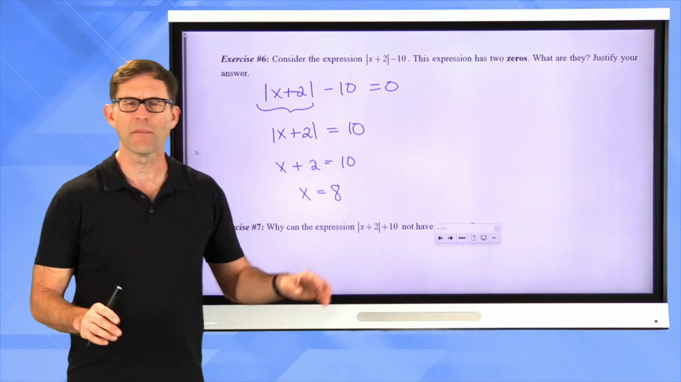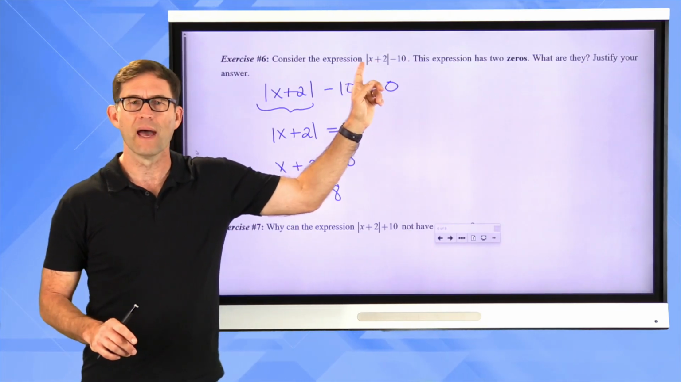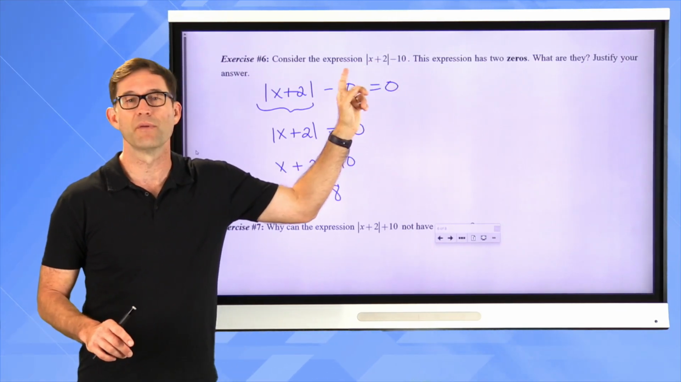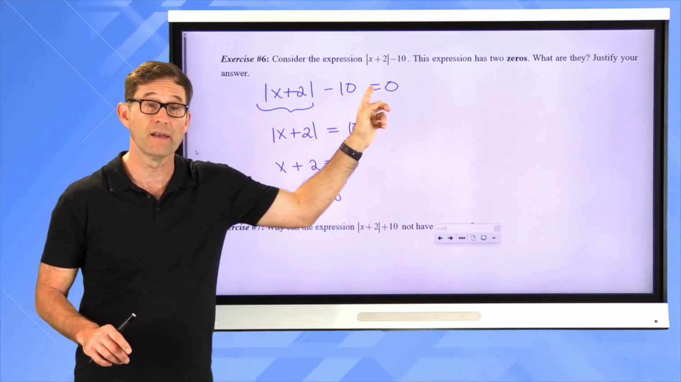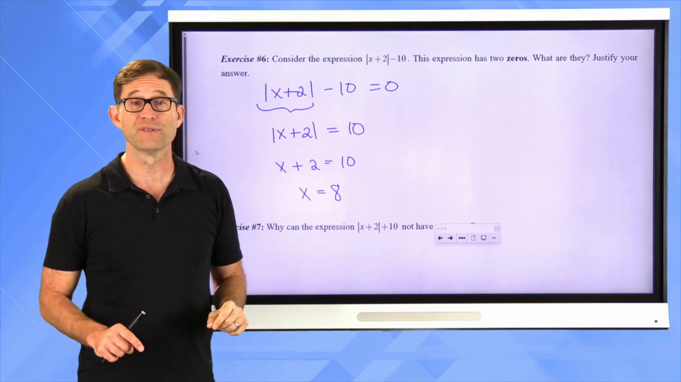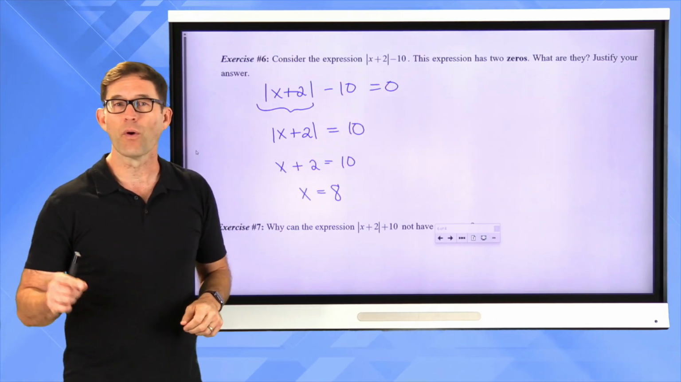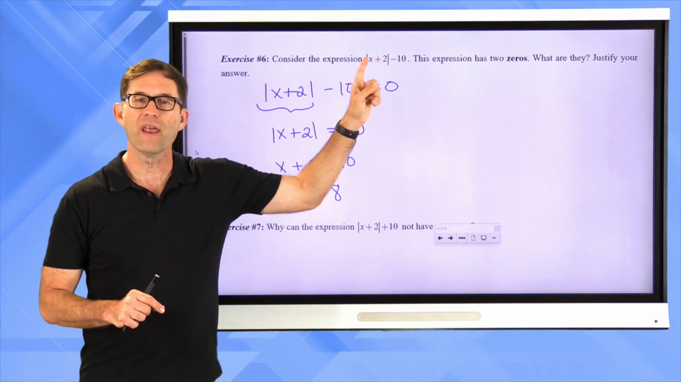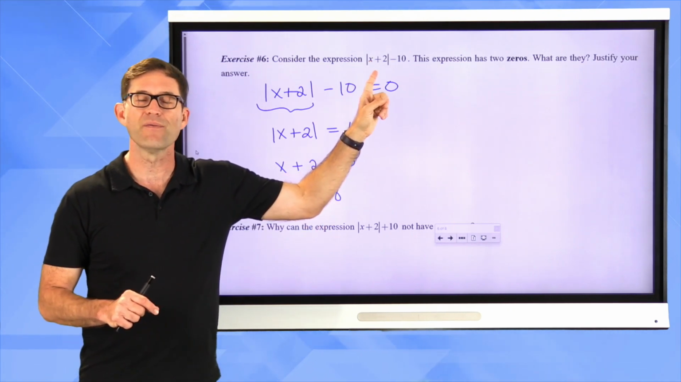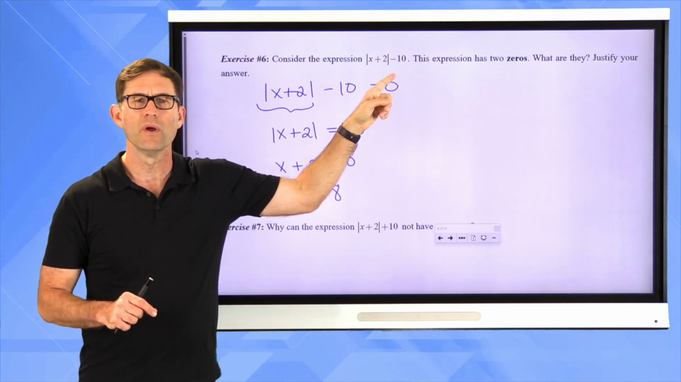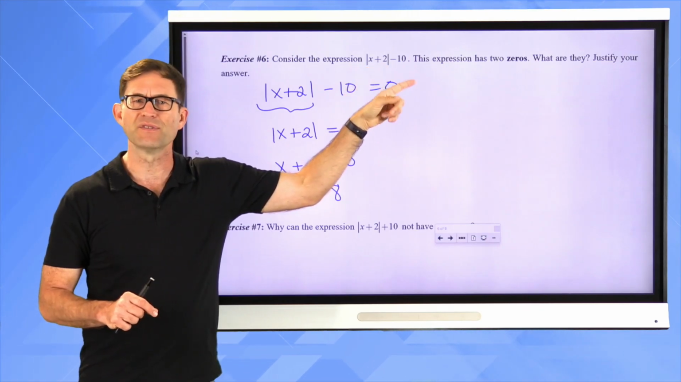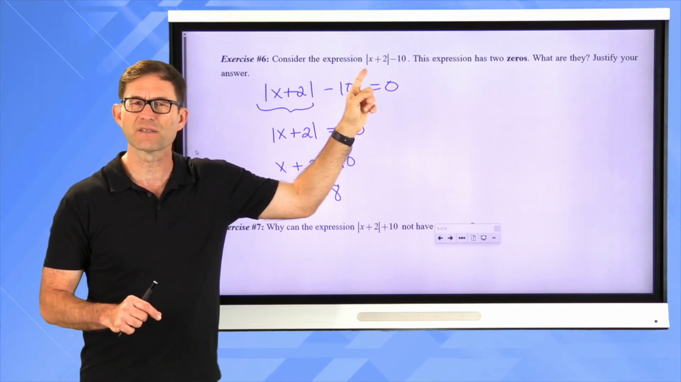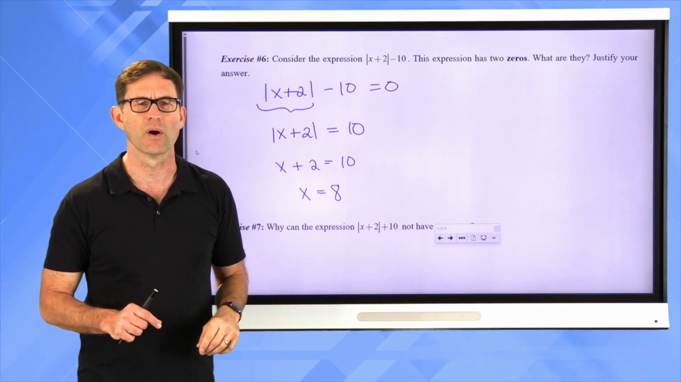Just think about it. If I put 8 up here, I'd have the absolute value of 8 plus 2, which would be the absolute value of 10, which would be 10, and 10 minus 10 would be equal to 0. Bingo. Now, you might think that x equals negative 8 would also be a 0. Except if I put negative 8 in here, I'd have the absolute value of negative 8 plus 2, which would be the absolute value of negative 6, which would be 6, and 6 minus 10 is not 0.